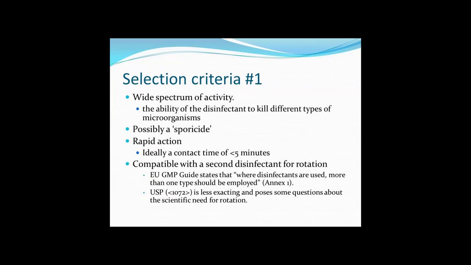So when selecting a disinfectant for use in a clean room, what do we need to think about? Well, in most cases, we want to have a wide spectrum of activity. That means you want the disinfectant to kill as big a range of different microorganisms as possible. We may want to use a sporicide, or certainly may want to use a sporicide on some kind of rotational basis. We want the disinfectant to have as rapid an action as possible, and for killing of vegetative microorganisms, ideally we want contact times of no more than 5 minutes. Otherwise that poses practical problems in carrying out work and getting areas ready for work.